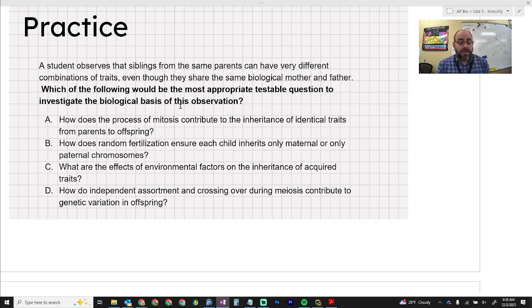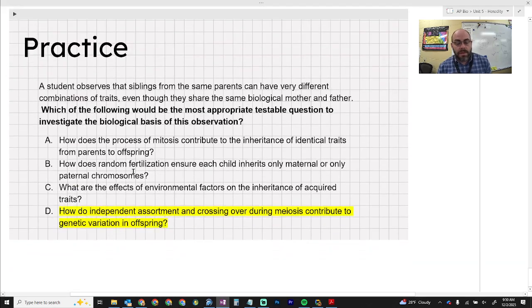How does random fertilization ensure that each child inherits only maternal or, no, that's not the idea, right? Fertilization is both gametes coming together. What are the effects of environmental factors on the inheritance of acquired traits? This could be something, right? But we're going to look at D. How do independent assortment and crossing over during meiosis contribute to genetic variation? Perfect question. C is just maybe not testable, or maybe there are too many things. So we're going to go with D because it is definitely something that can be tested, has been shown.